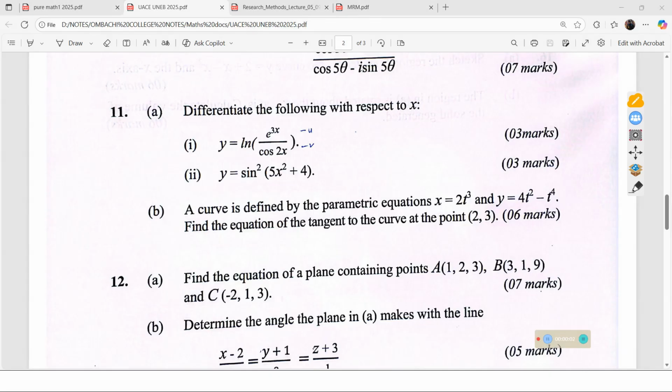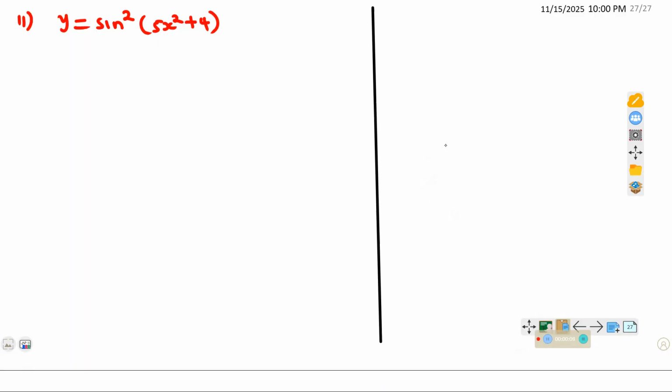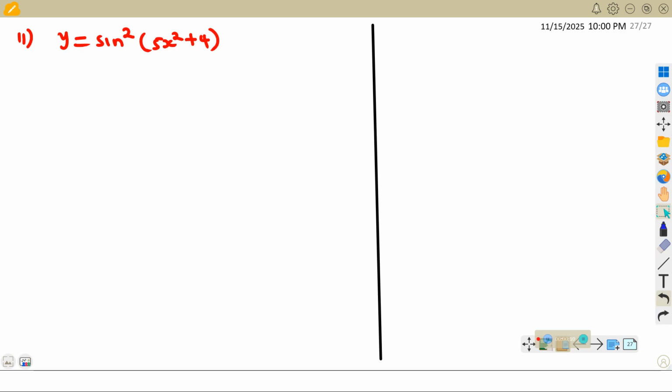Now looking at part 2, we need to differentiate y equal to sine squared of 5x squared plus 4. When we look at the given function, this is a composite function where we can easily use the chain rule. What we shall do first is let u represent 5x squared plus 4. If u represents that, it implies that y is sine squared of u.